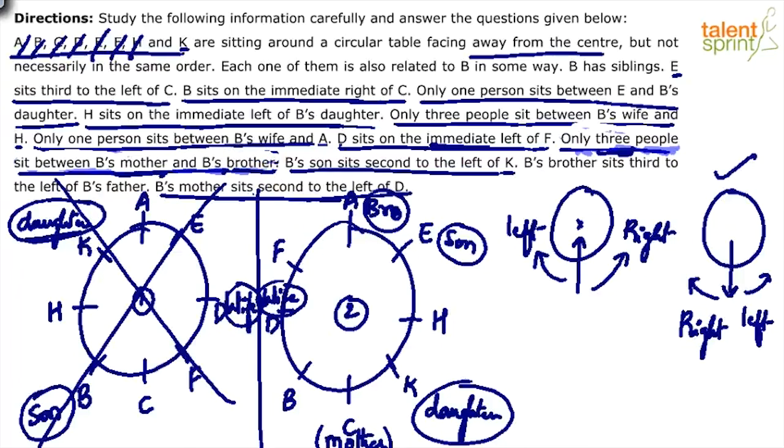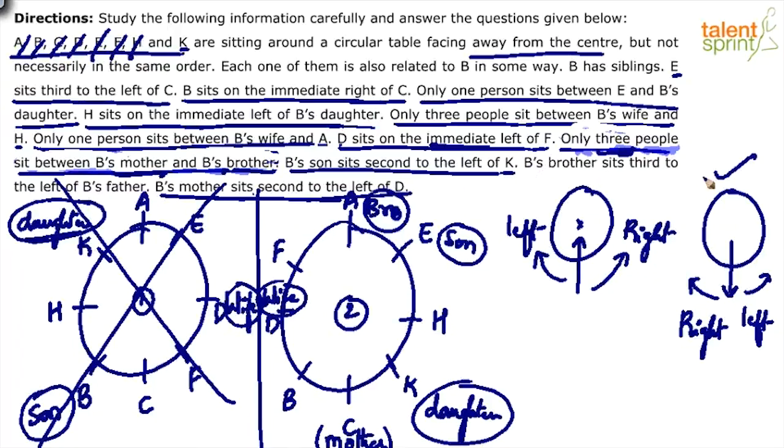Now what is only left is this particular point here, that B's brother sits third to the left of B's father. If you look at the arrangement that you have done so far, B is the main person because everybody is connected to B. Then B's mother, B's daughter. We don't know what is the relationship of H with B. B's son, B's brother, and B's wife. So only F and H are left out. F and H. What do we know?